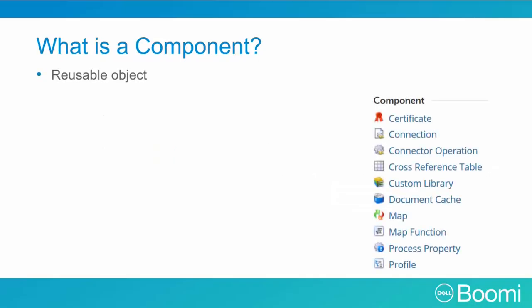Components are reusable configuration objects, including APIs, certificates, connections, connector operations, cross-reference tables, document caches, maps, map functions, processes, process properties, process route, profiles, queues, and trading partners. They're listed in the Component Explorer.